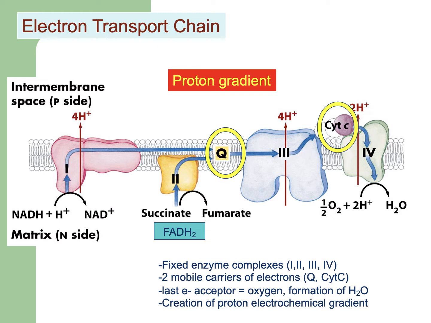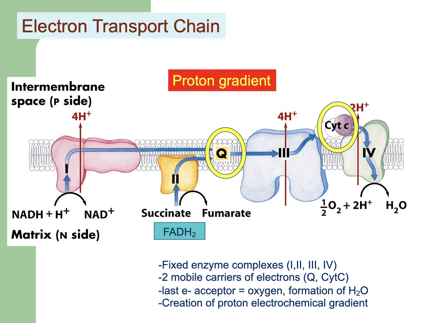First off, I want you to get familiar with the anatomy. I want you to see where the matrix is on the bottom side and the intermembrane space, which is on the north side of this picture. Then I want you to see that the Roman numerals indicate the fixed protein channels. These are enzyme complexes. Some of them are large and some of them are smaller. And we see that there are 4 fixed enzyme complexes.